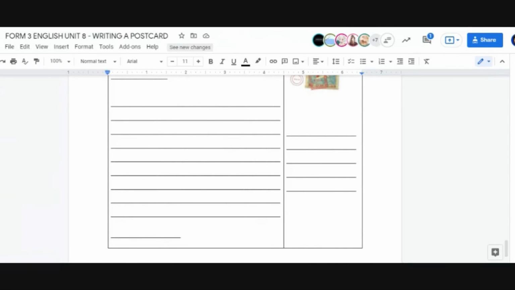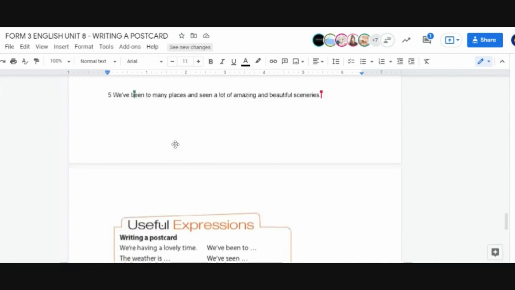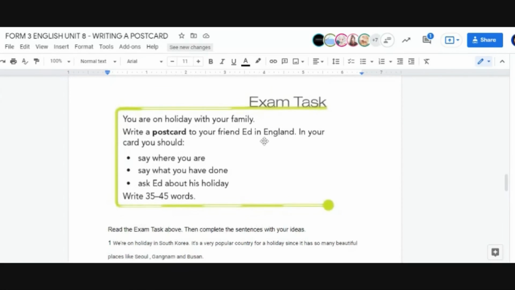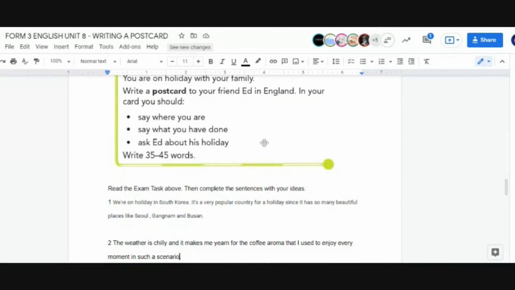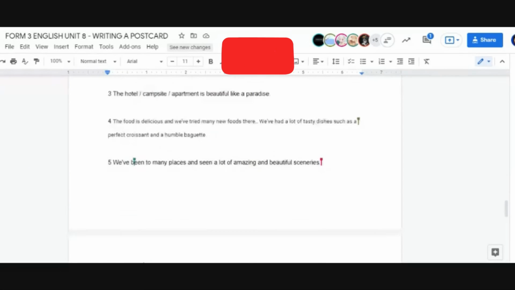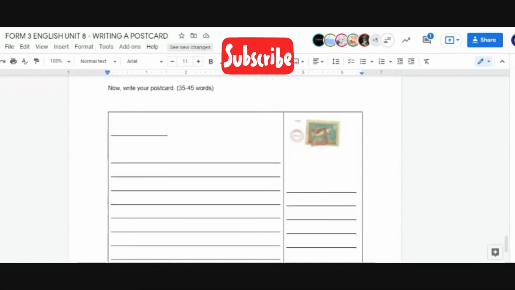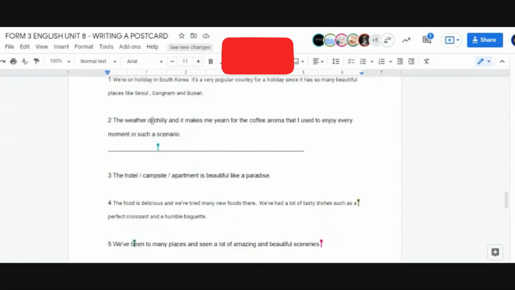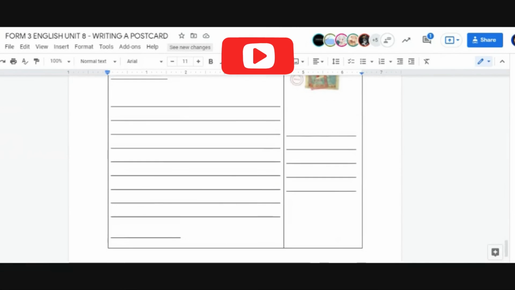And then don't forget the 3 bullet points. Say where you are, say what you have done, and don't forget to ask him about his holiday also. How is your holiday? I hope I can receive a postcard from you, something like that. You must include these 3 points. Always remember that. Any question?